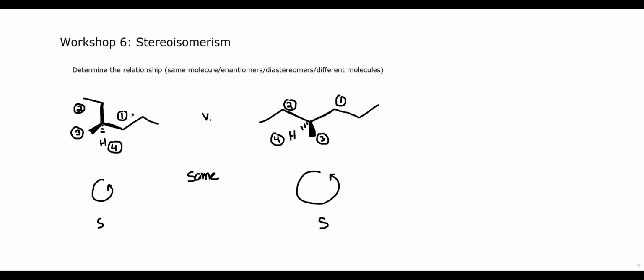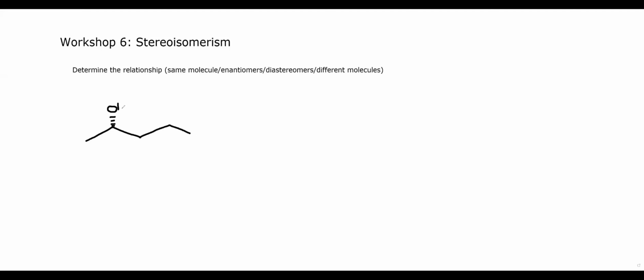Okay. I'm going to draw a few more sets of molecules here. What about this set here? If we have a 1, 2, 3, 4, 5 carbon chain with an alcohol, and then we have 5 carbon chain with an alcohol over here.